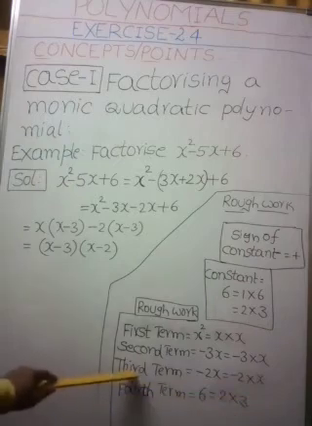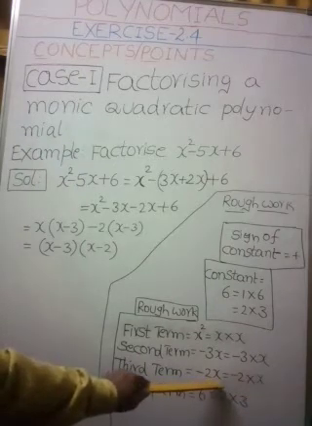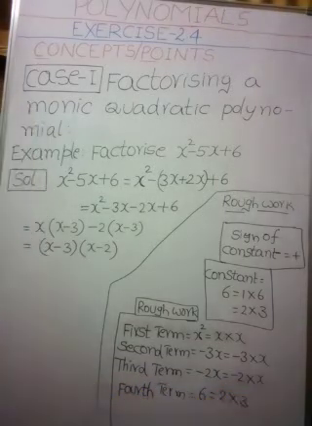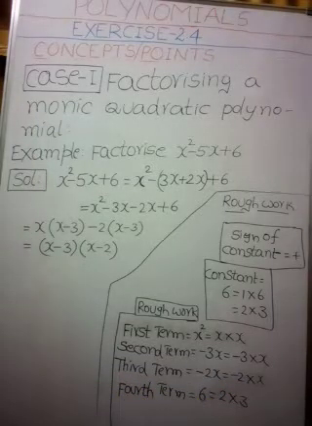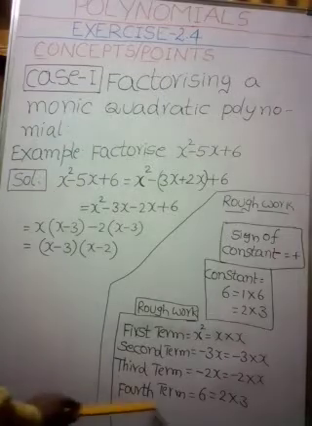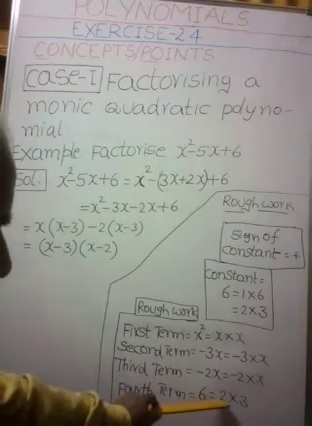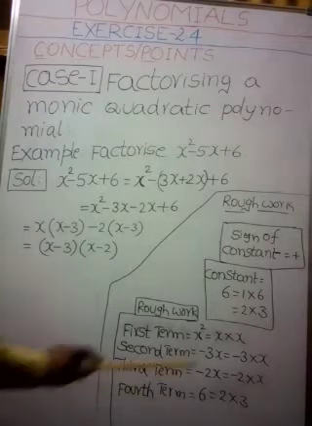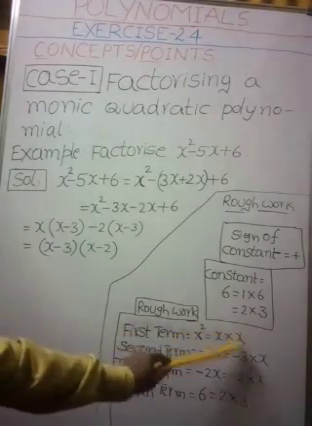Right. Now come to the third term, minus 2x. How can we write factors? Minus 2 into x. Minus 2x can be written as minus 2 into x. And finally, fourth term, 6 can be written as 2 into 3.